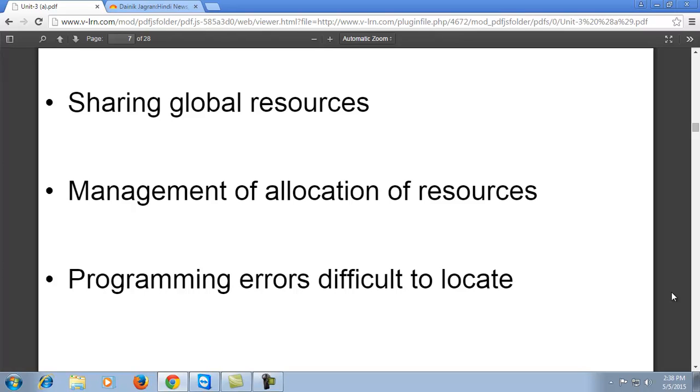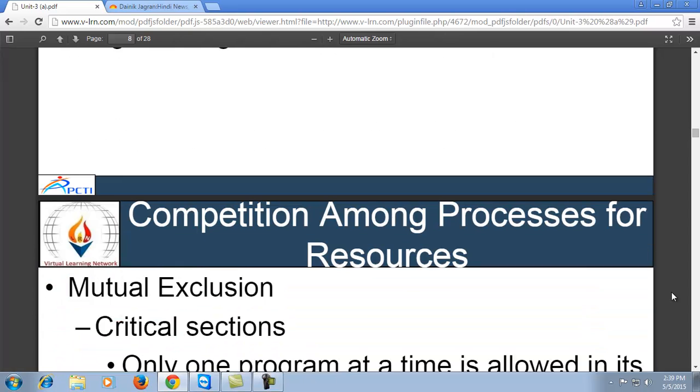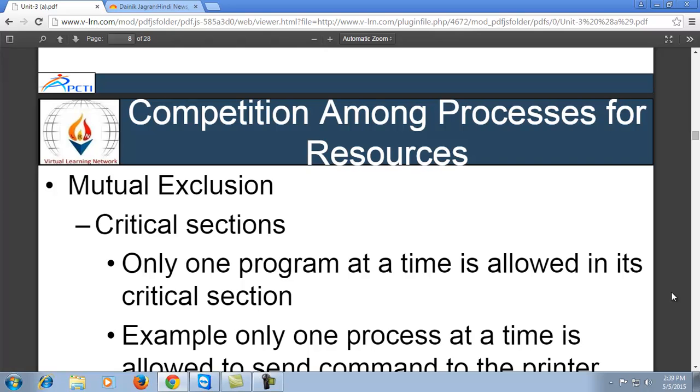The next one is programming errors that are difficult to locate. In programs, sometimes we have very logical problems, and if we correct a single problem, it may cause multiple errors. In that case we have to be very careful in removing or locating the errors and resolving the problems, and sometimes it is very difficult to resolve that kind of problem in a concurrent or parallel system, in which we are executing multiple processes simultaneously.